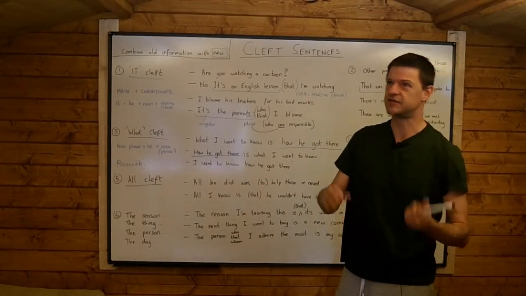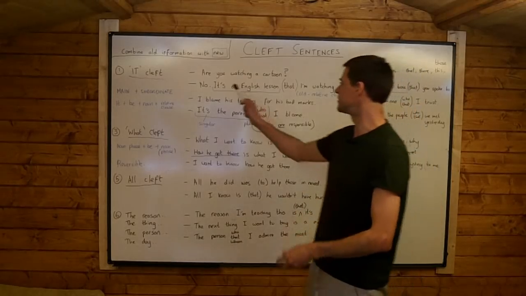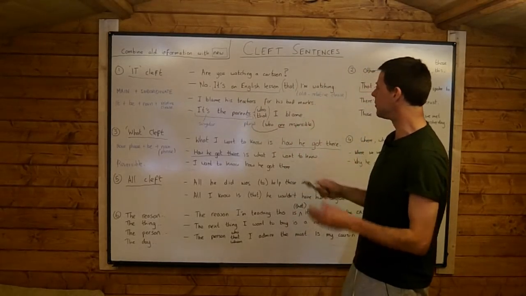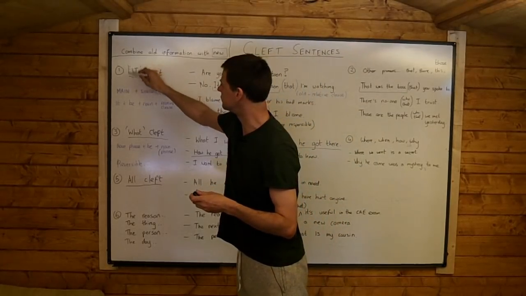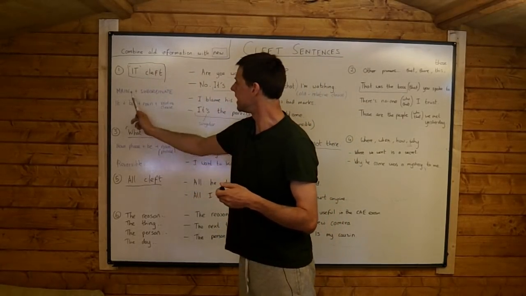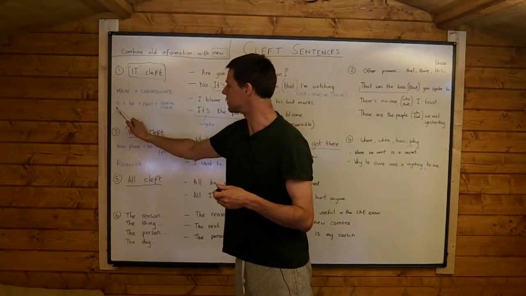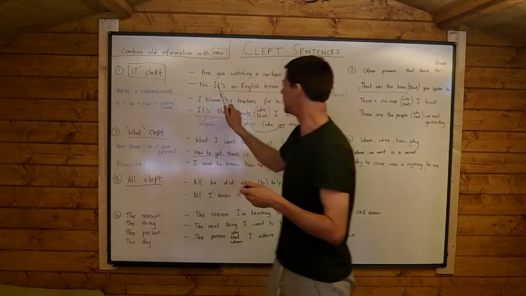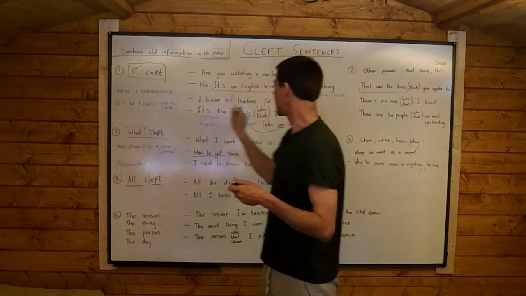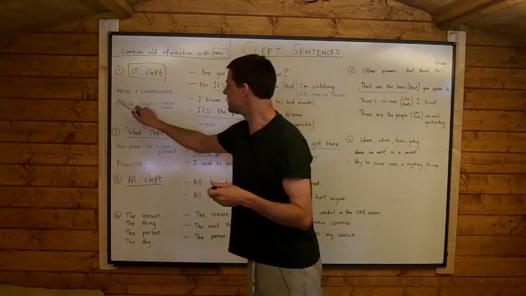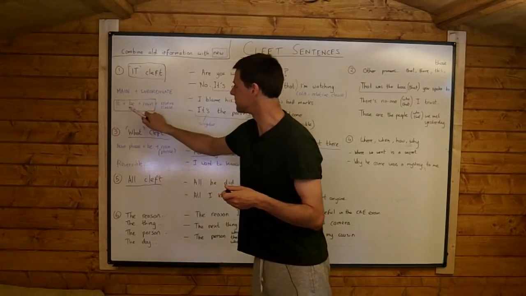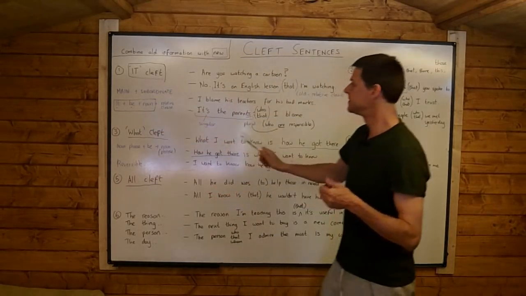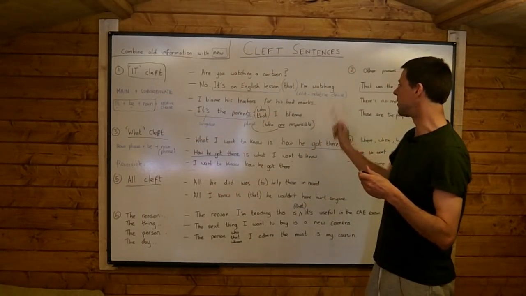I'm watching an English lesson is not a cleft sentence. It's an English lesson that I'm watching is a cleft sentence, and it's one type of cleft sentence. It's called the it cleft, and it takes the following structure. It plus the verb to be, it is, plus the noun, an English lesson, and this is the surprising piece of information, the new piece of information here in the it cleft. And then a relative clause, that I'm watching.